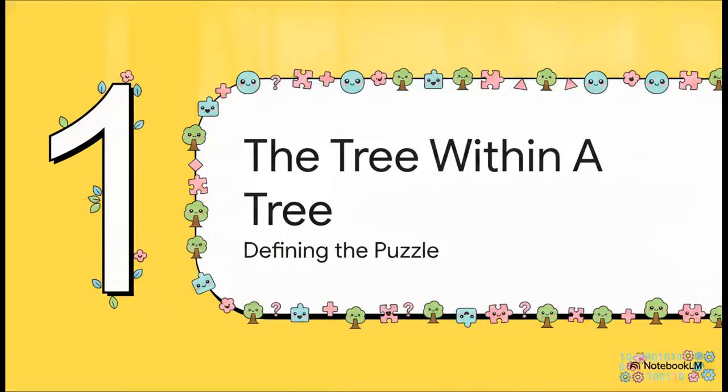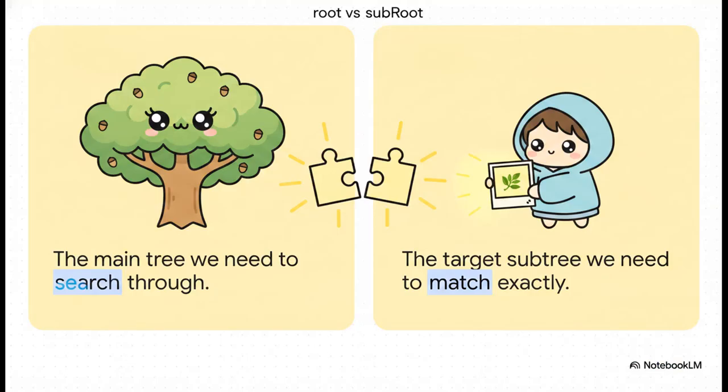Section 1. The tree within a tree. Now, what's really cool is how this breaks down our two main characters. On one side, we have our root. This is that massive oak tree, the main data structure we need to search through. On the flip side, we have our subroot. Think of this as the photograph in your hand, right? The specific smaller tree you're trying to locate.